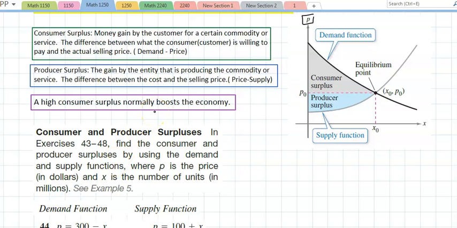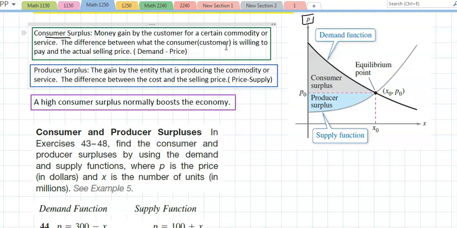We're wrapping up section 5.5, and one of the very important concepts to comprehend in economics is consumer and producer surpluses. A consumer surplus is the money gained by the customer for a certain commodity or service that they require. It's the difference between what the customer is willing to pay and the actual selling price, and you find that normally by taking the demand function minus the price.